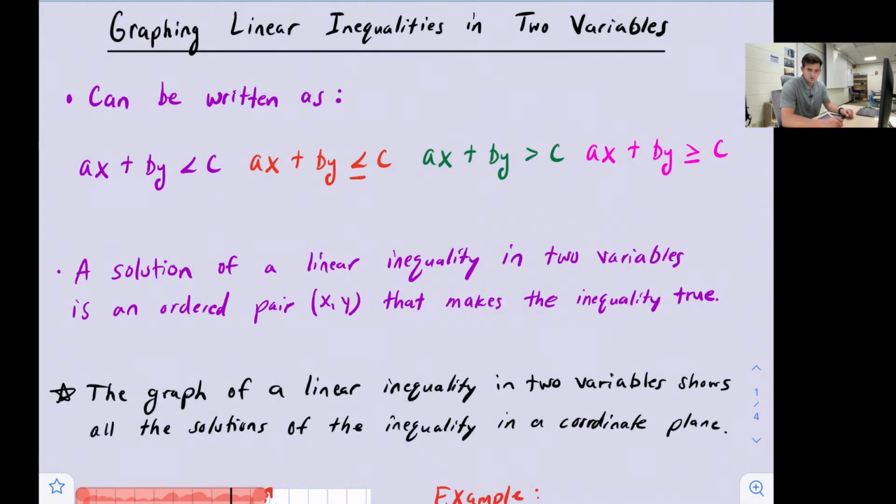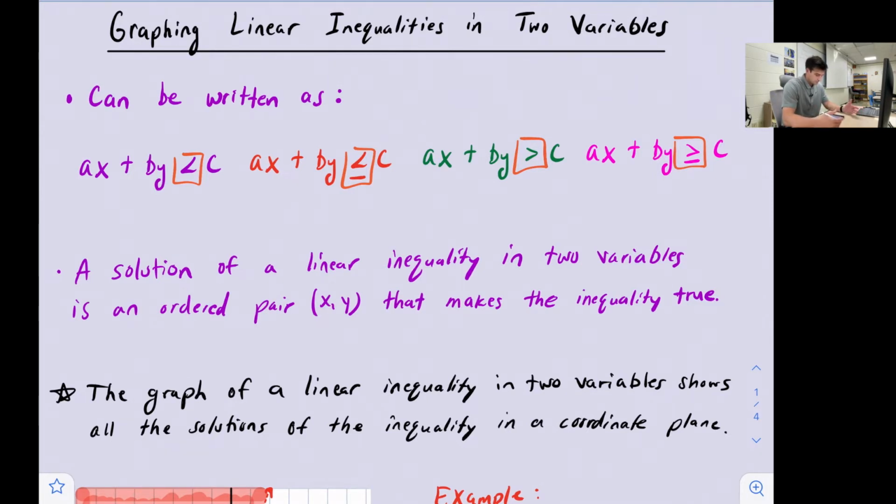Hello everyone, in this video we're going to talk about how to graph a linear inequality in two variables. A linear inequality can be written in four ways because we have four different inequality symbols: ax + by is less than c, less than or equal to c, greater than c, or greater than or equal to c. How we graph those depends on which inequality symbol we're working with.